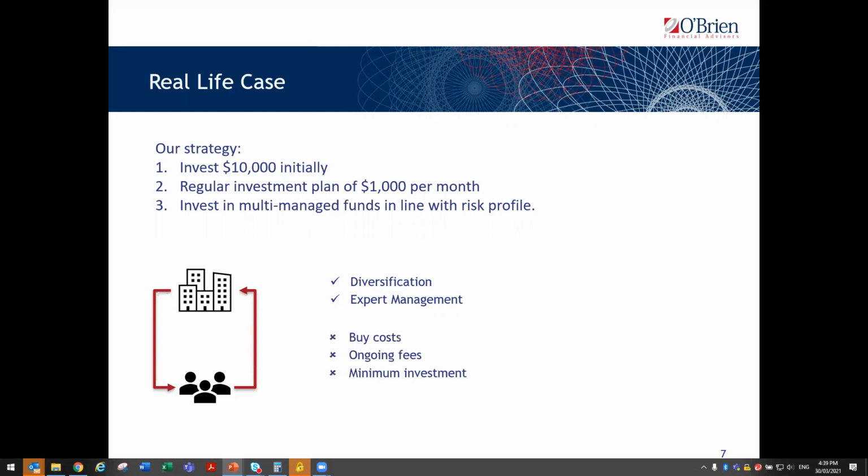Some of the disadvantages are that there are buy costs involved, such as the buy sell spread, which is normally 0.1% to 1.15% of what you're investing. There are ongoing fees, also known as management costs, because they're being managed by fund managers. And occasionally there's a minimum investment amount required, ranging between $5,000 and $10,000.